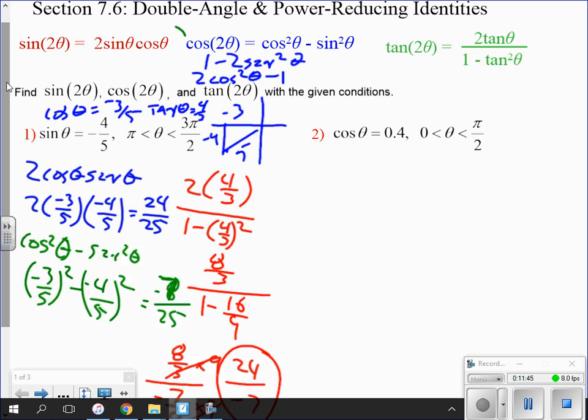So let's take a look at the next problem. Now, here's the issue with this one. You got the same idea going on here. The cosine of theta is 0.4, and we're dealing with something in the first quadrant. So I got a point somewhere in here that I'm dealing with. Problem is 0.4 by itself.